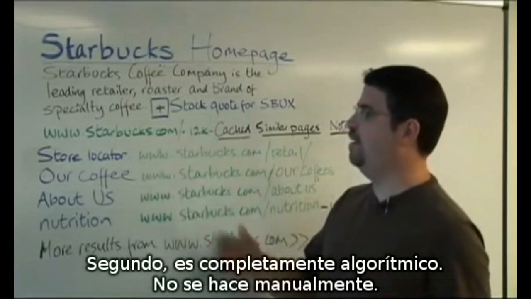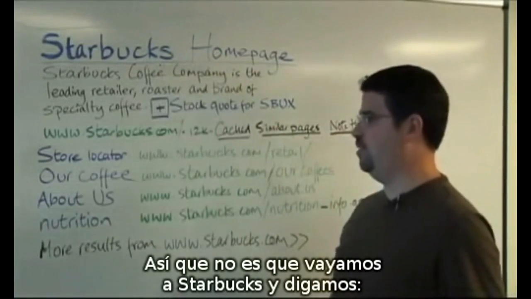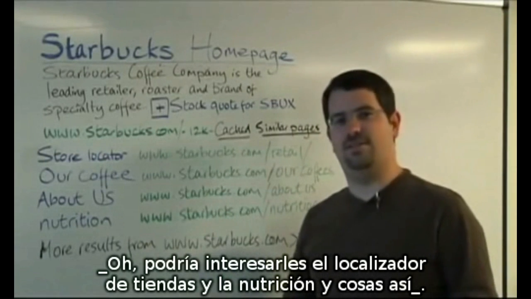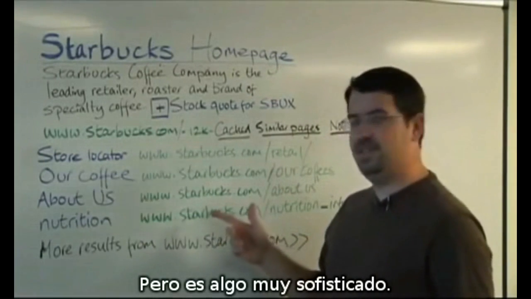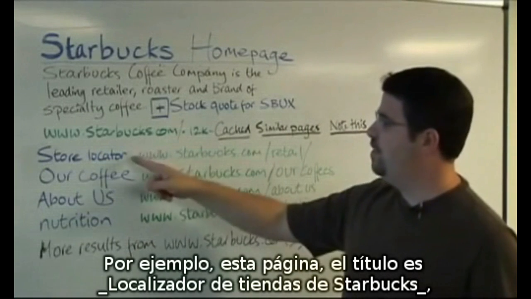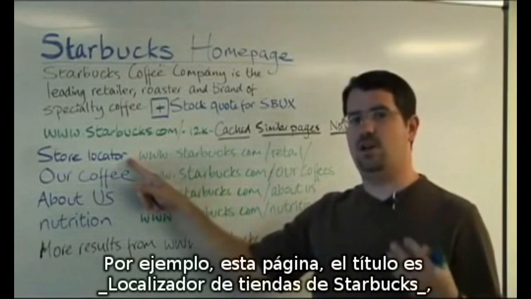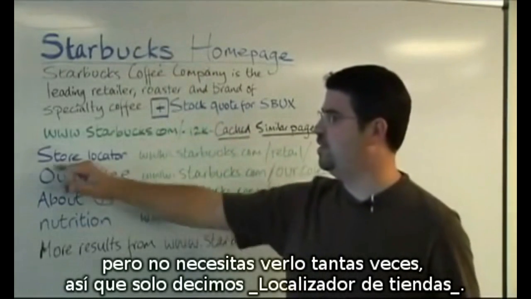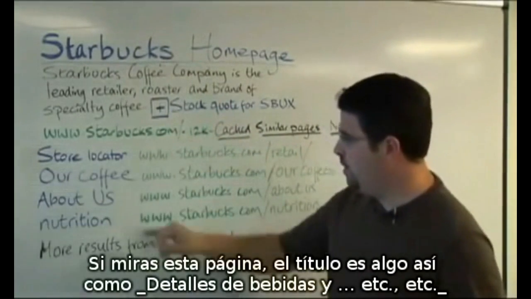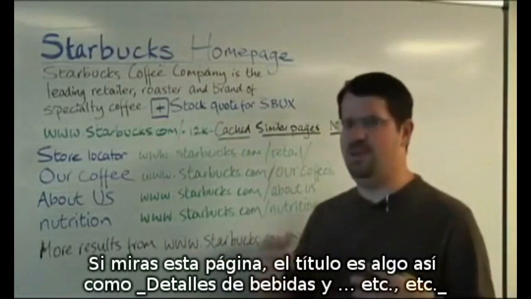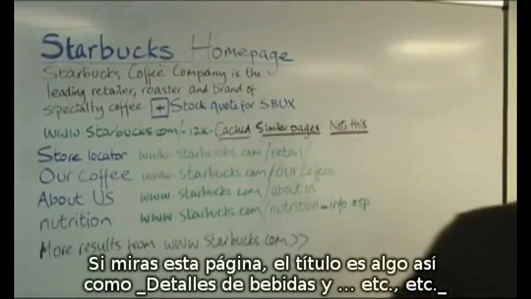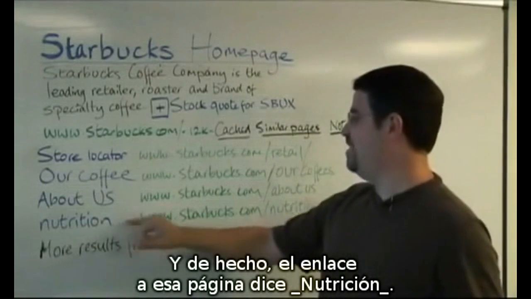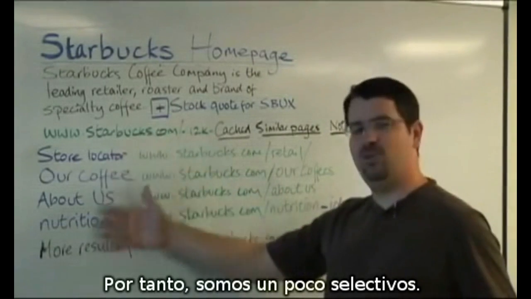It's not done by hand, so it's not like we go to Starbucks and we say, oh, they'd be interested in the store locator and then nutrition and stuff like that. But there is a lot of sophistication going on here. For example, this page, the title is actually Starbucks store locator. But you don't need to see that multiple times, so we just say store locator. And if you look at this page, the title is actually something like beverage details and something, something, something. And in fact, the link to that page said nutrition.